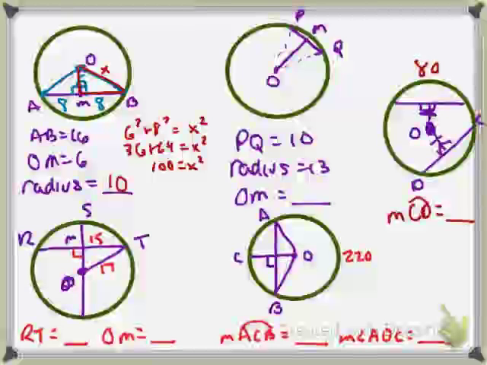In the next one, it tells us PQ is 10, and likewise, from the last problem, that PQ is broken up into 2 equal pieces of 5s. The radius is 13. Where should I label the radius? PO or QO, either one of them are radii. And we're asked for OM. Once again, we end up with a right triangle here.